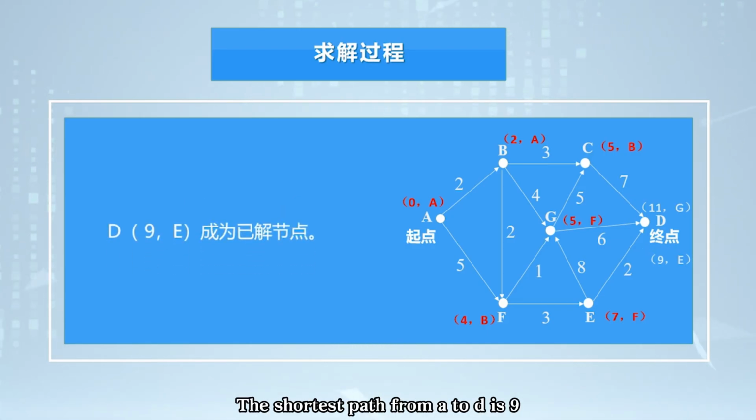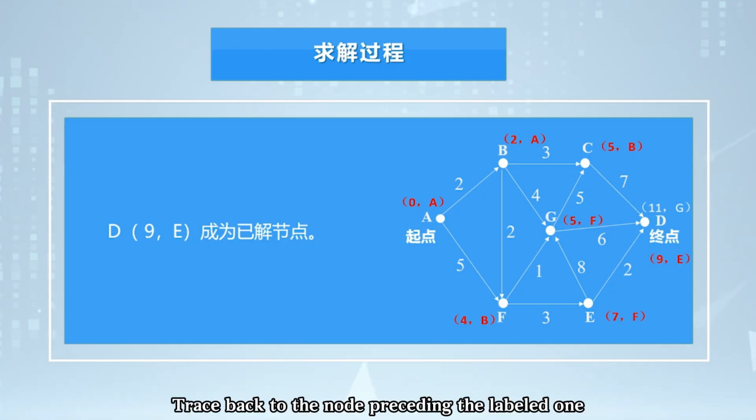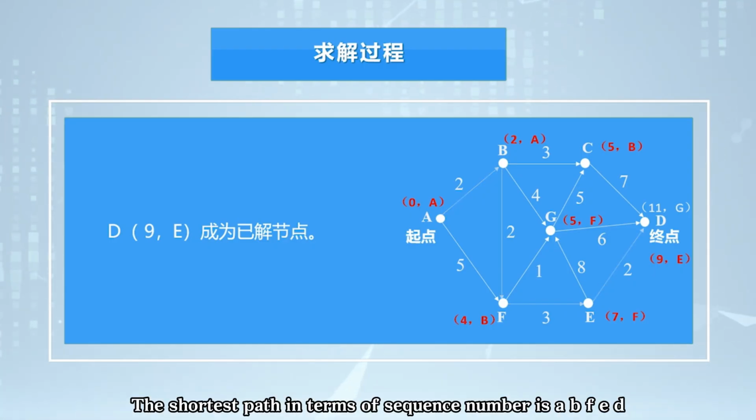The shortest path from A to D is 9. Tracing back through the preceding node of each label, the shortest path in terms of sequence number is A, B, F, E, D.